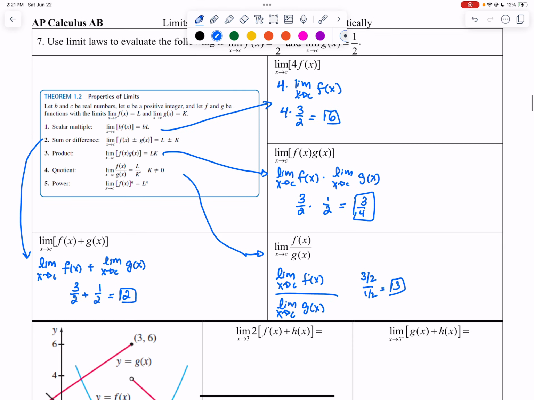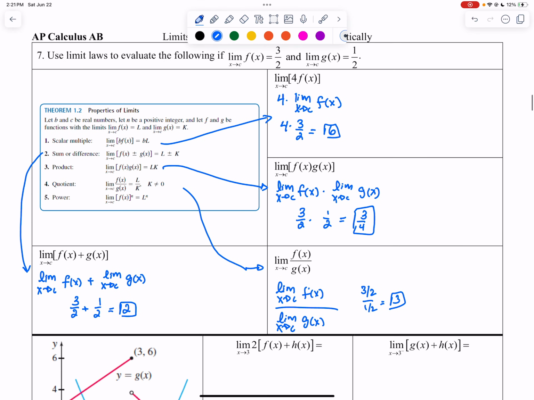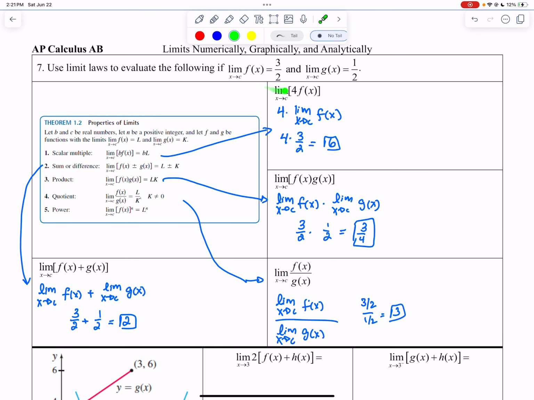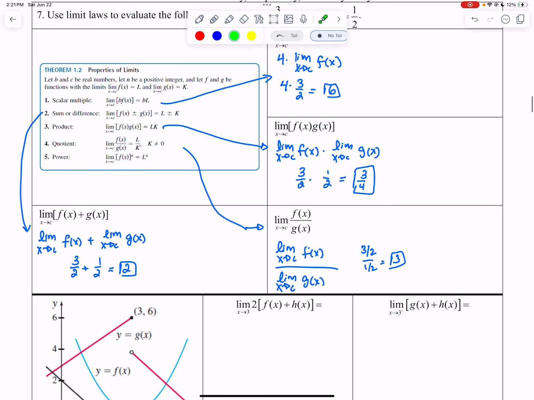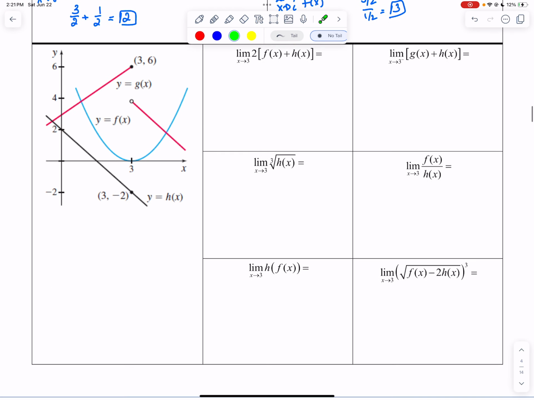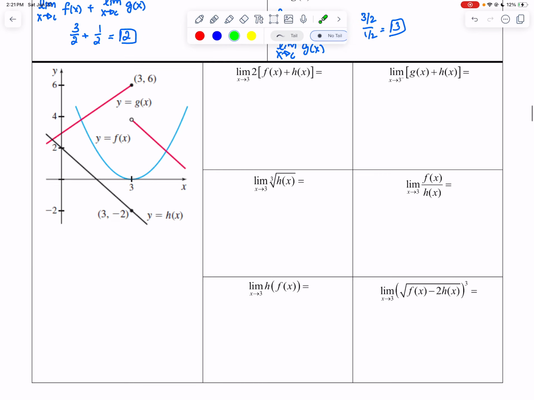And that was just me using limit laws algebraically with 2 limits that were given to us. Now we are going to use limit laws using graphs. Same process, same thing. So here I'm going to go ahead and take out the 2 and then go ahead and write my limit notation. And then figure out what my limits are.